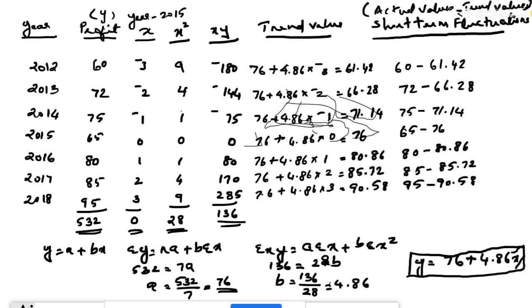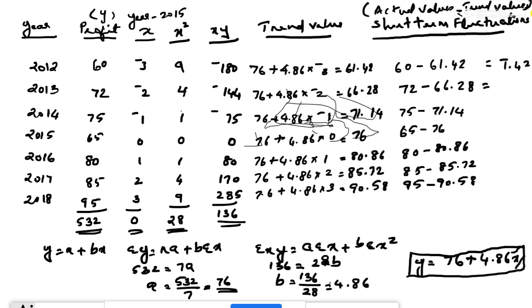Okay, so short-term fluctuations, that is actual value minus trend value. Actual values are from 60 to 95 and the trend values you have calculated 61.42 to 90.58. So the short-term fluctuations are 60 minus 61.42, that is equal to minus 1.42.